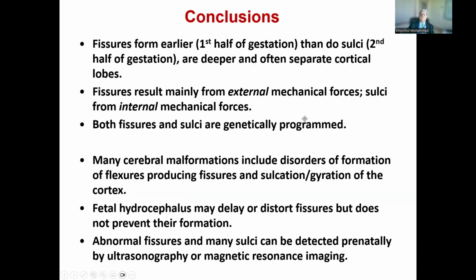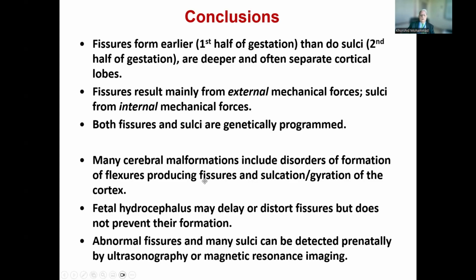So in conclusion, we can summarize this by saying that fissures form earlier than do sulci. They are often deeper and separate cortical lobes. Fissures may result from external mechanical forces, whereas sulci are from internal mechanical forces. And both fissures and sulci are genetically programmed in their sequence of development and where they form. And many cerebral malformations include disorders of formation of the flexures that produce fissures and sulci and gyration of the cortex.